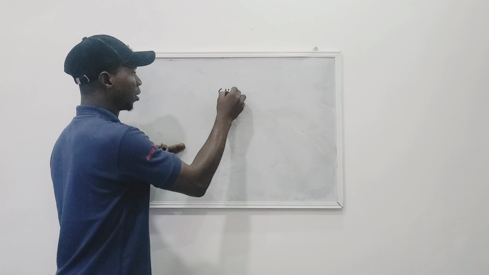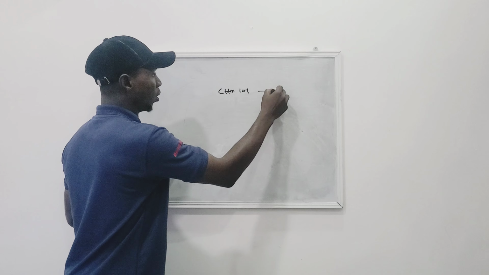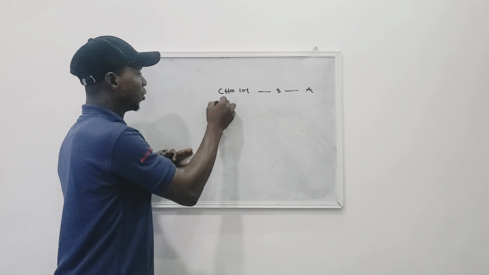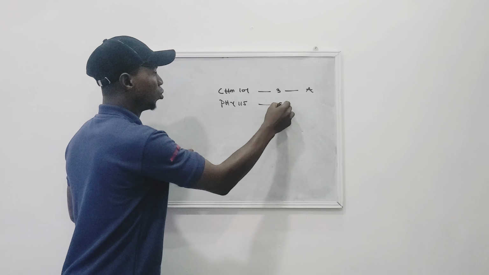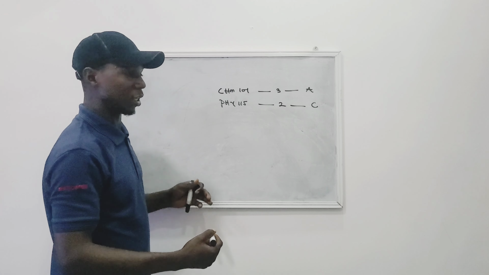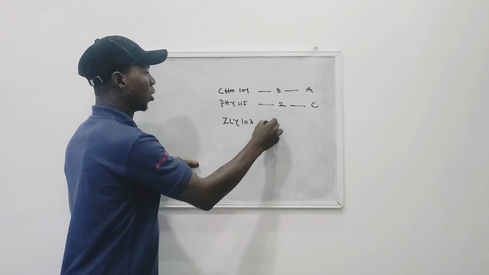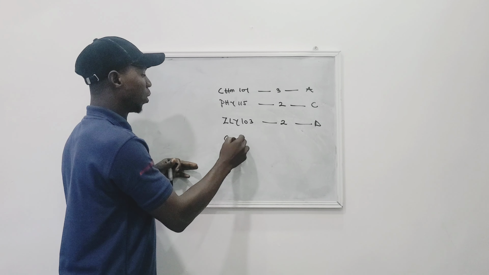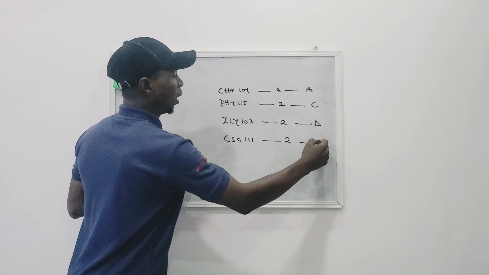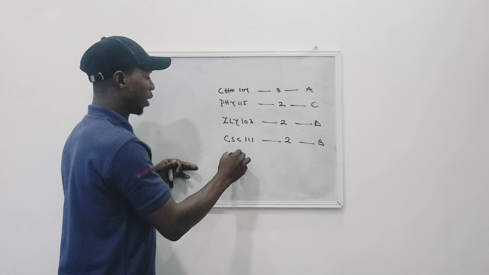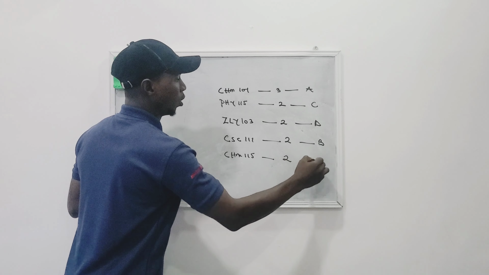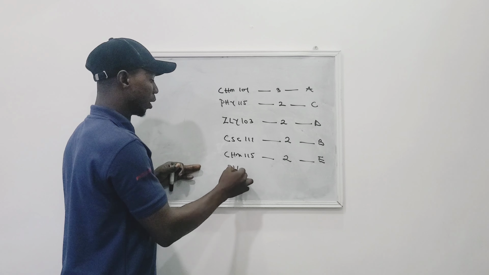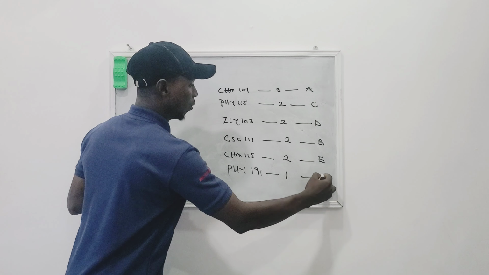For instance, in your Chem 101, which is a 3 unit course, you have A. Then in your Physics 115, which is a 2 unit course, you have C. Then in your SLI 103, which is a 2 unit course, you have D. Then maybe in your CSC 111, which is a 2 unit course, you have B. Then in your Chemistry 115, which is a 2 unit course, you have E. And maybe in your Physics 191, which is a 1 unit course, you have F.